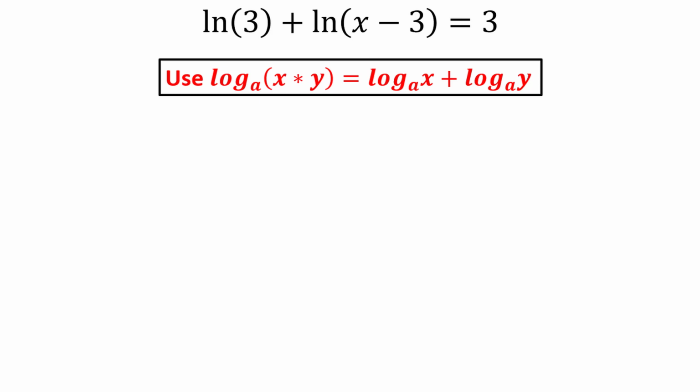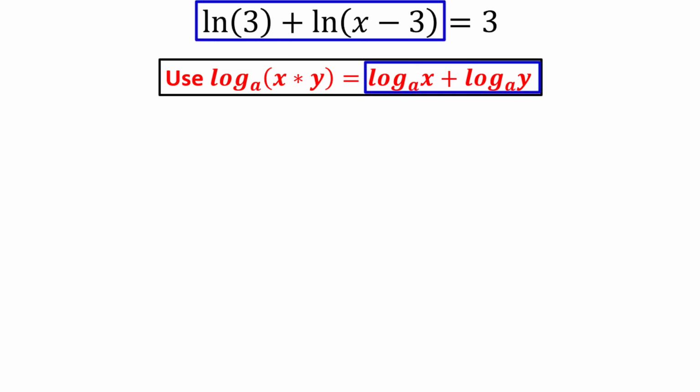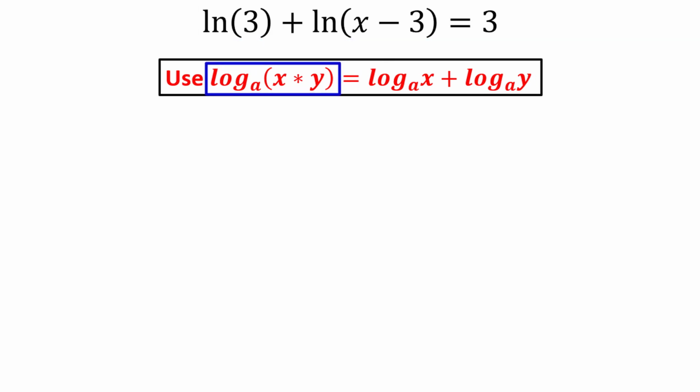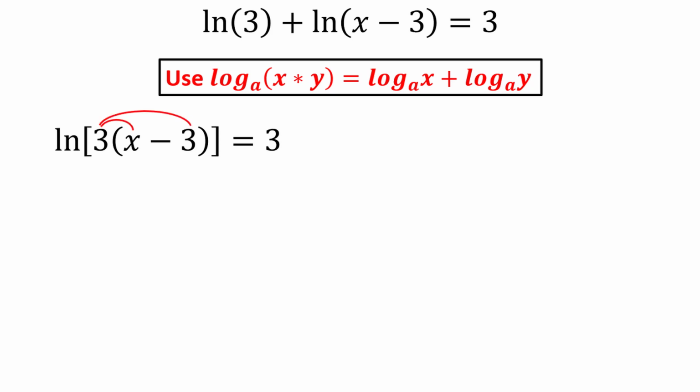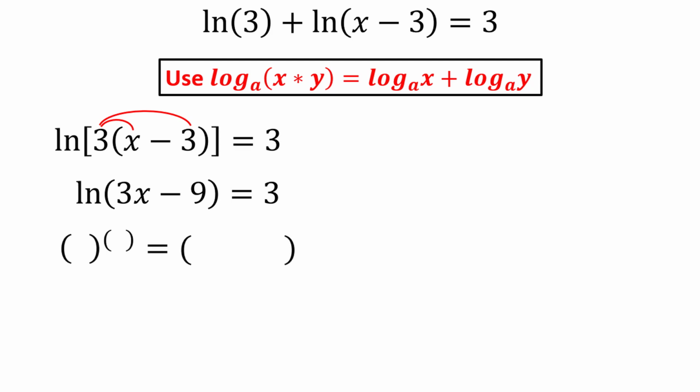Essentially, we have the right-hand side of the formula in our problem, and we want to rewrite it as the left-hand side in one log that has an argument that is the product of the arguments in our problem. So we have the natural log of 3 times x minus 3 is equal to 3. We can distribute the 3 into the parentheses to get the natural log of 3x minus 9 is equal to 3.